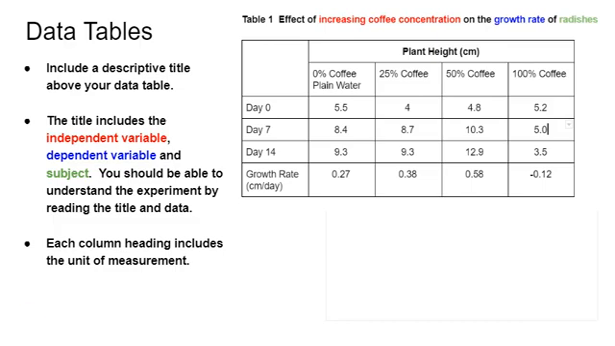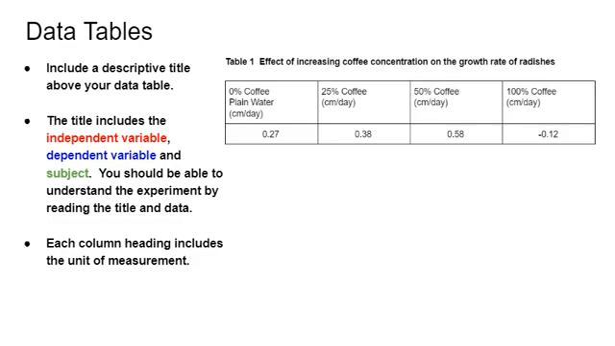Our next graph only shows analyzed data. It only shows growth rates. It doesn't show our raw data. Both of these tables are effective, and you can choose either table when you make yours for your investigation.